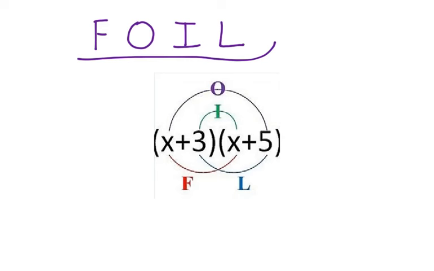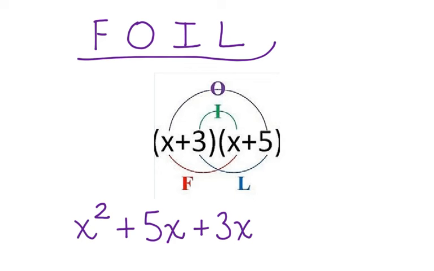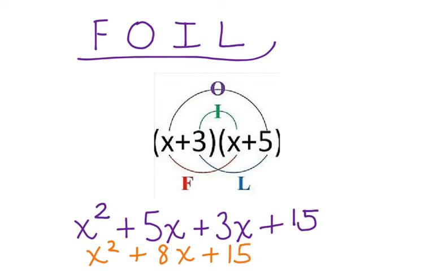So look at this example. X times x gives me x squared. X times 5 gives me plus 5x. 3 times x gives me plus 3x. 3 times 5 gives me plus 15. And I can simplify that to x squared plus 8x plus 15. This is my answer, and my work is complete.